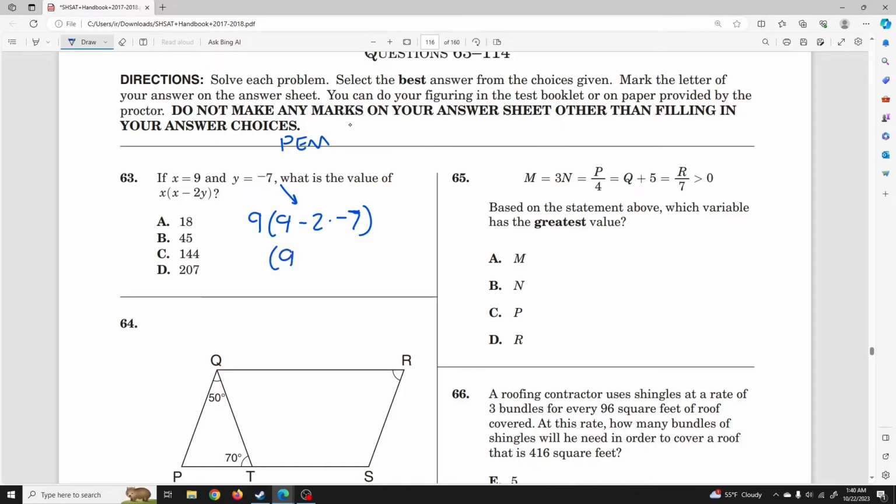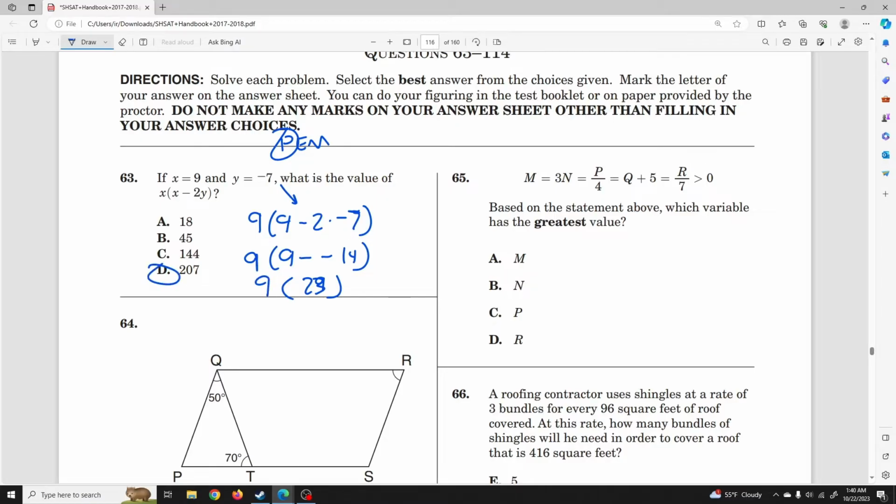So here we have 9 minus negative 14 times 9, right, parentheses, we're still doing what's in the parentheses. 9 minus negative 14, what's that equal to? That's actually equal to 23, right? Same thing as saying 9 plus 14, and 23 times 9 is equal to 207.